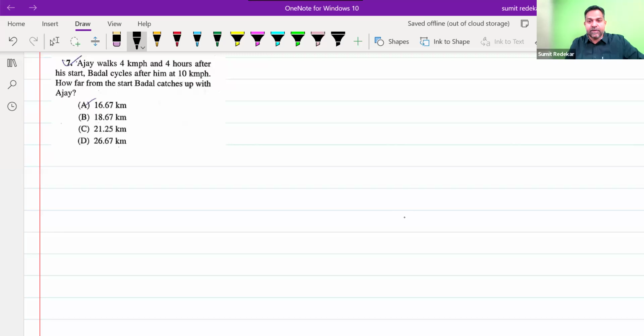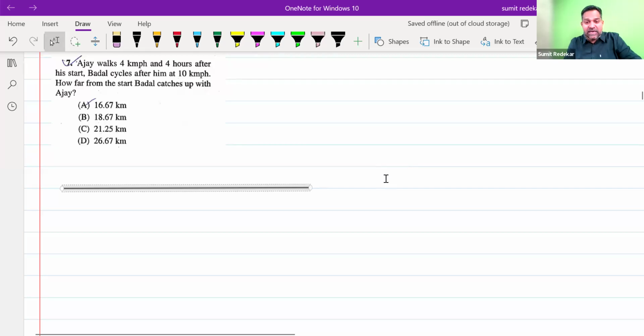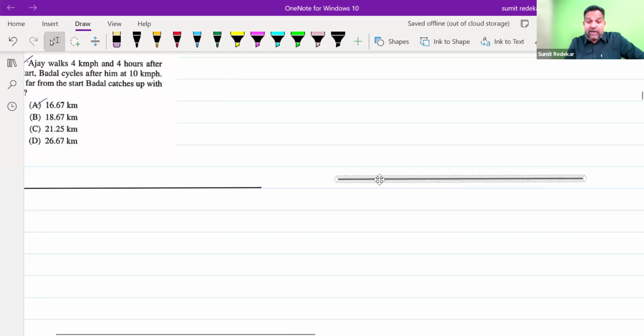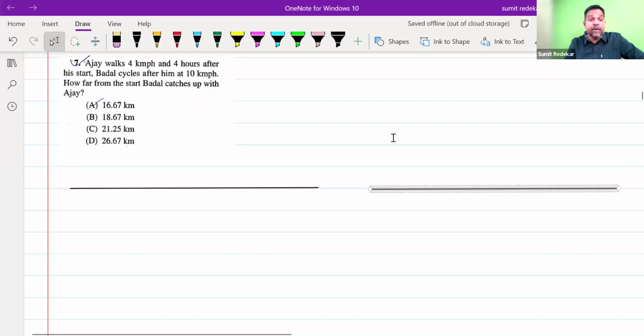Let's understand the question. They are saying that Ajay starts walking. What is the speed at which Ajay walks? Ajay walks at a speed of 4 kilometers per hour. Now, once Ajay starts walking, Badal does not immediately start cycling. Badal starts cycling 4 hours after. This is a hint that the difference between their timings is 4 hours, and that is what you will capitalize on. What do you want from me?